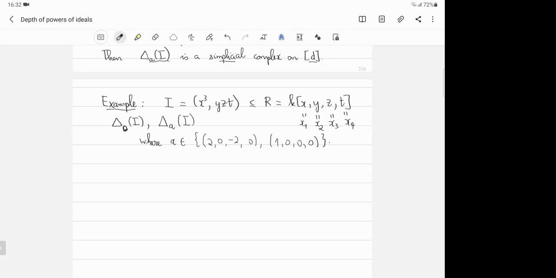So firstly, we recall the definition, right? So by definition, first we have to compute the negative.